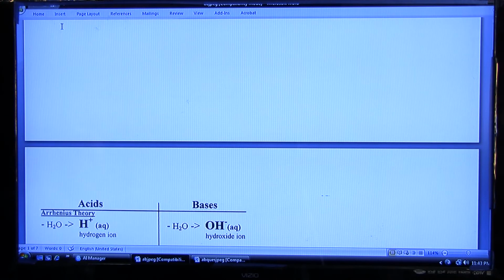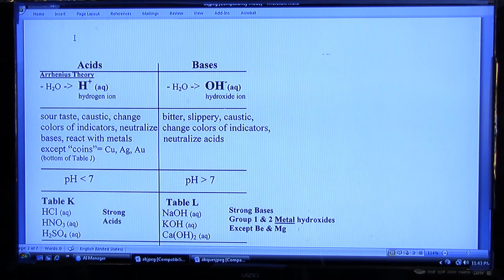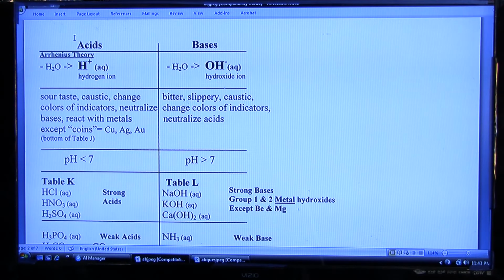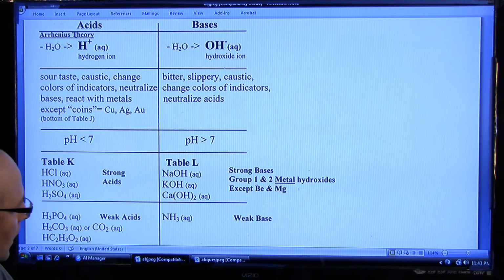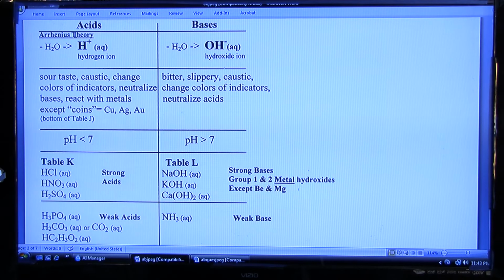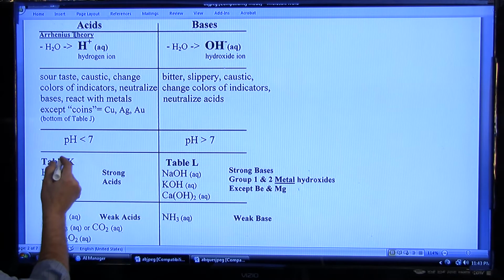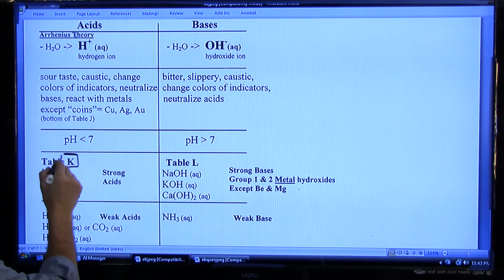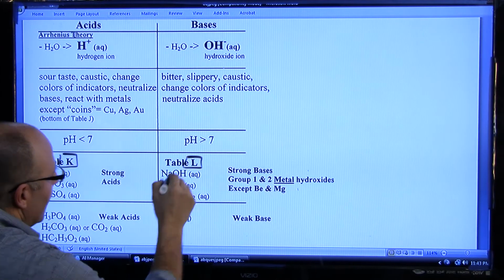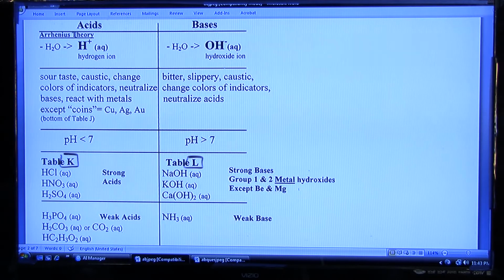All right, and now let's focus on acids and bases, and you should turn to table K and table L. Table K are your common acids, and table L are your common bases.